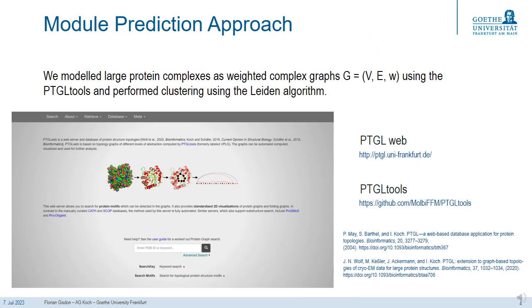As basis for our approach, we modeled large protein complexes as weighted complex graphs using the PTGL tools, a software which was developed in our group. Here you see a screenshot of the PTGL web server, which can be used to explore and analyze the graph structure of many proteins, and you also find the link to the GitHub repository for the PTGL tools. We first computed the complex graph with PTGL tools, and then we applied the Leiden algorithm as a graph theoretical clustering approach.